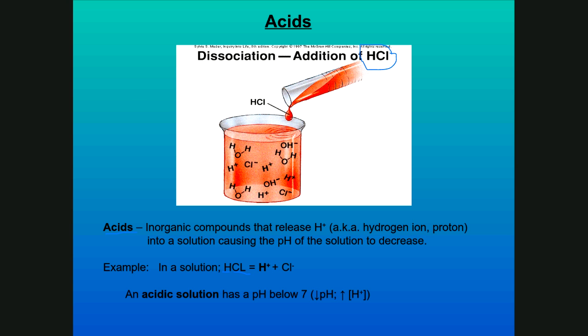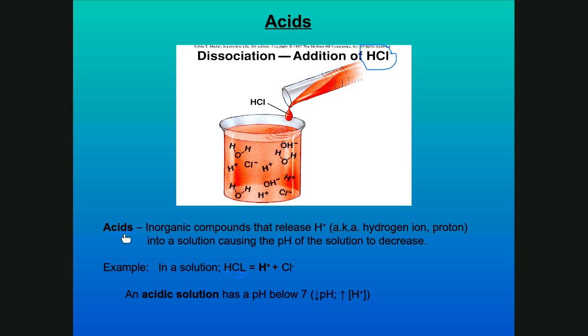God almighty, I keep messing up, sorry. It's formed through an ionic bond that holds this proton to this chlorine anion. And when you add this acid, HCl, to a water-based solution, it undergoes ionization. It results in the release of protons and chloride ions. Well, any inorganic compound that releases protons into a solution, causing the pH of the solution to decrease, is considered an acid.